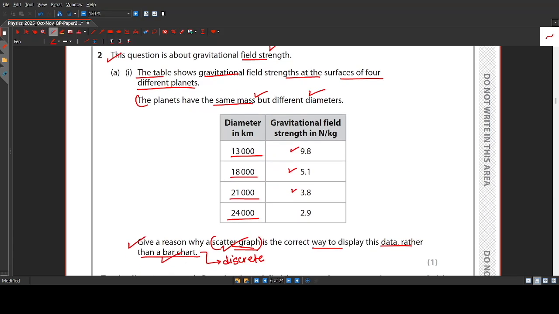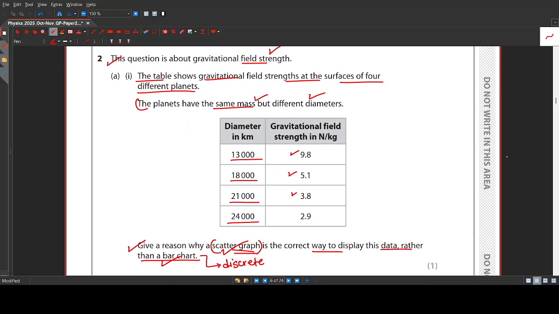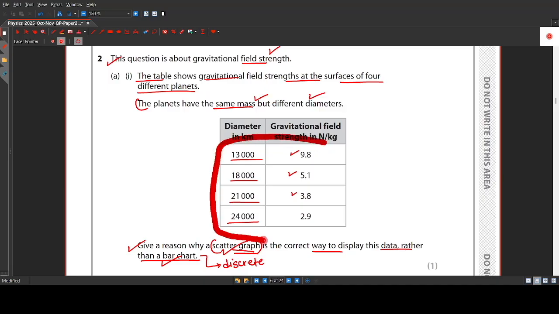Okay, give a reason why a scatter graph is the correct way to display this data rather than a bar chart. If you carefully look at the data provided over here, these data are basically continuous data. These data are not discrete data. If discrete data were used, then we would have to represent that information by using a bar chart. But you can clearly see over here that this information is continuous rather than being discrete.